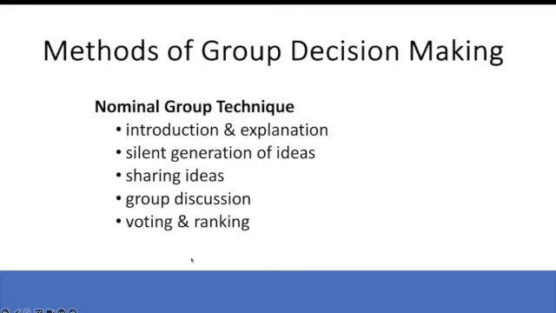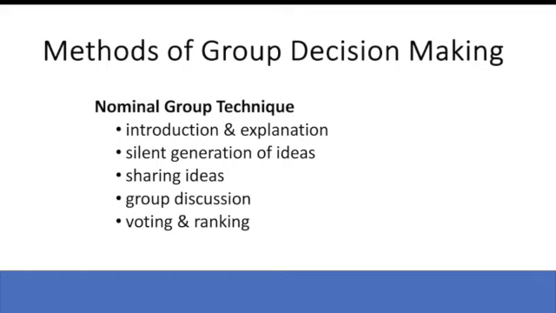Now, the second decision-making process is called the nominal group technique. So this is a good idea if you have a lot of people and also where it's hard to have everyone participate at the same time. And also, if you have some people that maybe are shy and don't like to share their ideas out loud, and so their ideas are getting overlooked because the extroverts are doing all the talking.